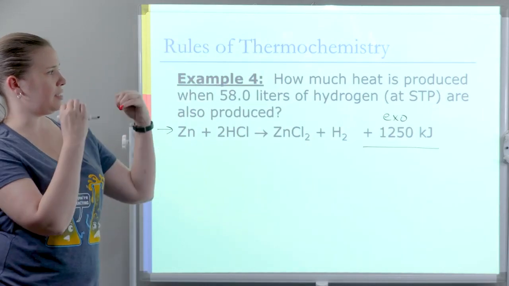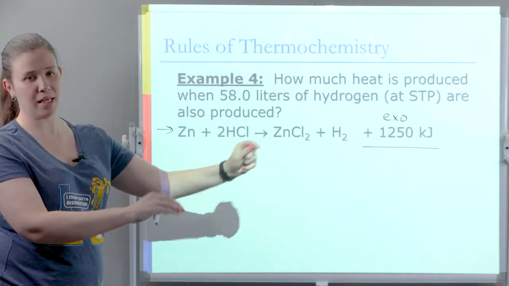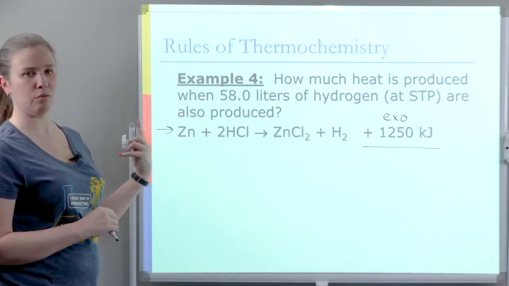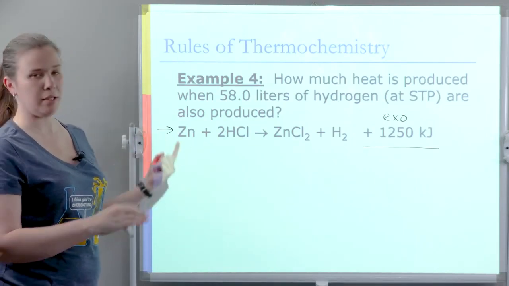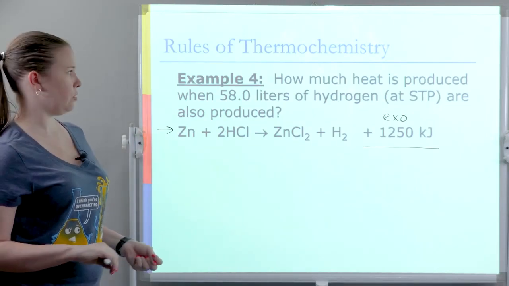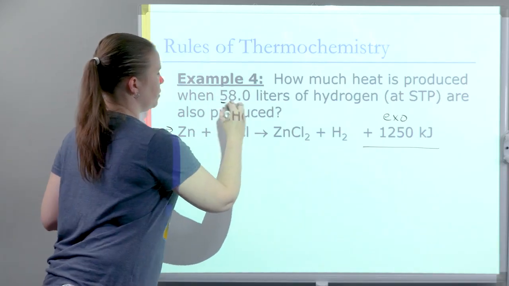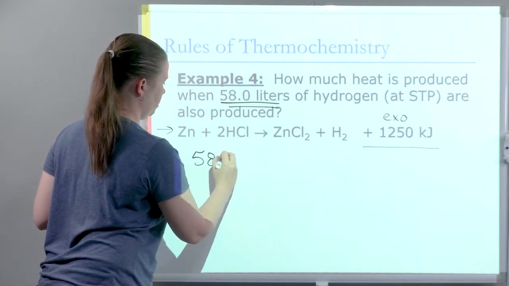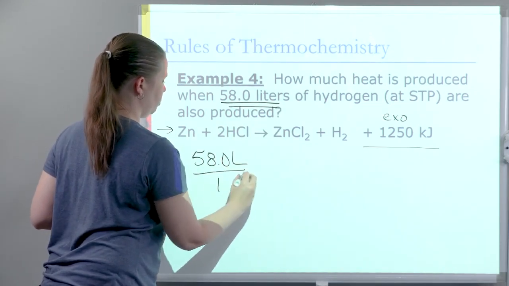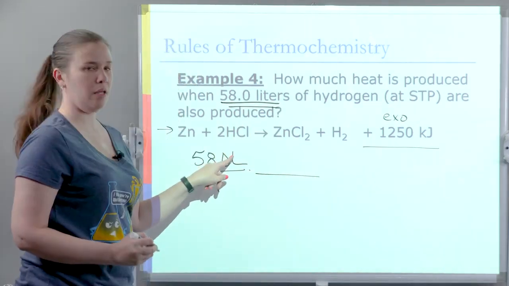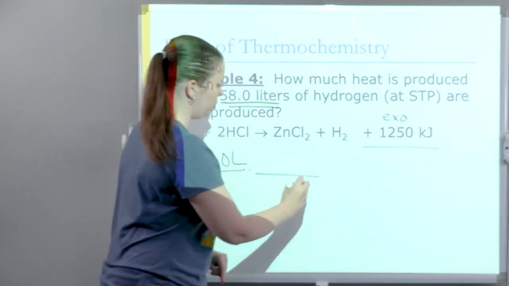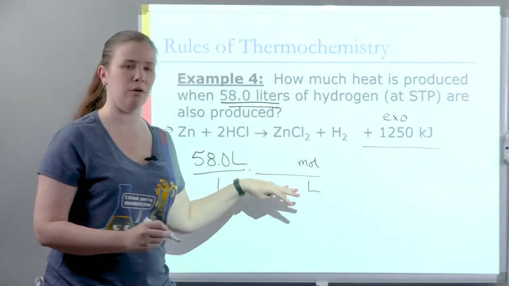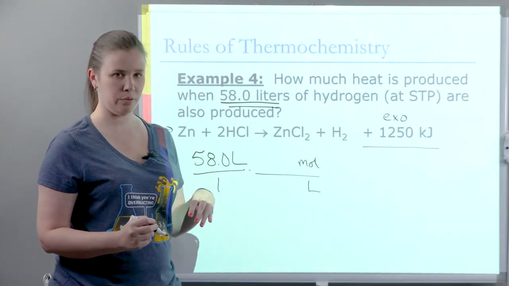So the fact that this is exothermic means I need to make that number negative. If it were endothermic and the heat was on the reactant side, then I would keep that number positive in my calculations. So what's our given this time now? We have 58.0 liters. So I'm going to put that over 1. And then because I want to get out of liters, I'll put that in the denominator. And since it's at STP, I can now convert volume to moles.